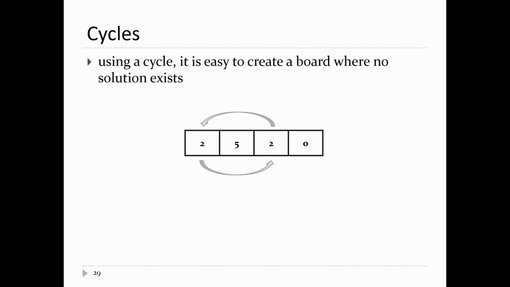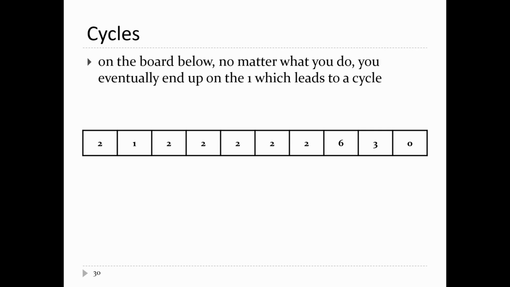So if you have a cycle on a board, you can easily make a board where no solution exists. On this board, you just go back and forth on the 2, and you never reach the 0. So you want to be able to detect issues like this. Similarly, on this board here, it doesn't matter what sequence of moves you make, you eventually end up in a cycle of some kind. The fact that the numbers are 2s is just because I don't have that much room on the slide. You can create a cycle using any values on the board.